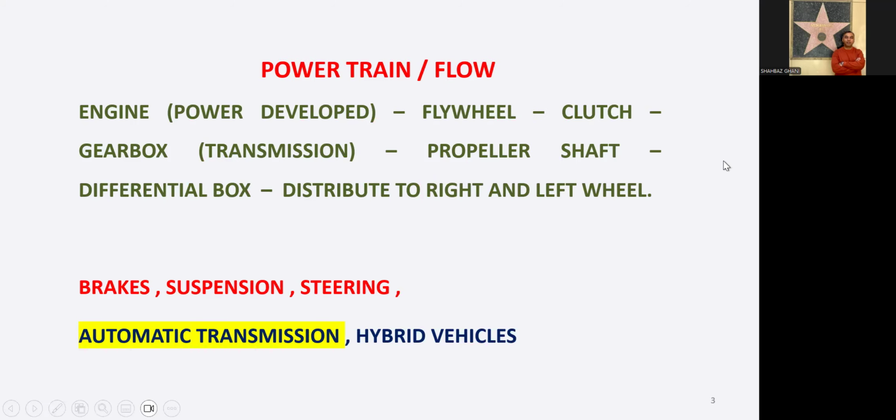So as you know, this is our basic slide of this course. The powertrain power flow of a rear wheel drive conventional vehicle, in which we have our engine power where the power is developed, then the flywheel, clutch, gearbox, transmission, propeller shaft, and differential box.